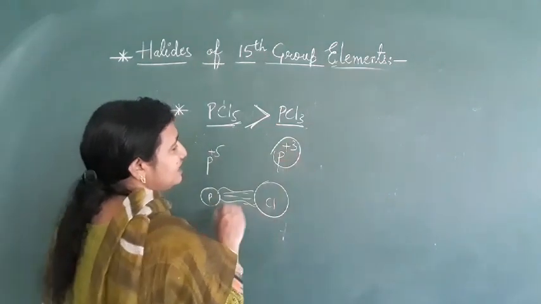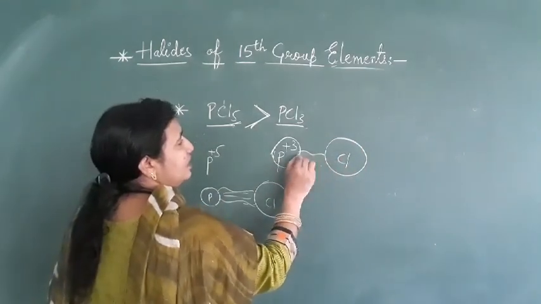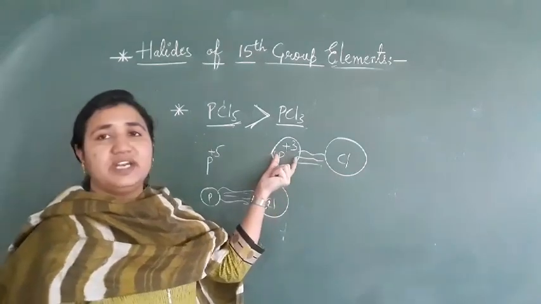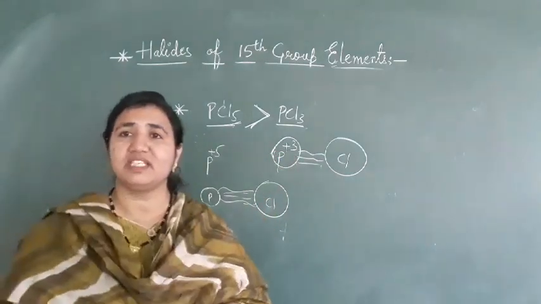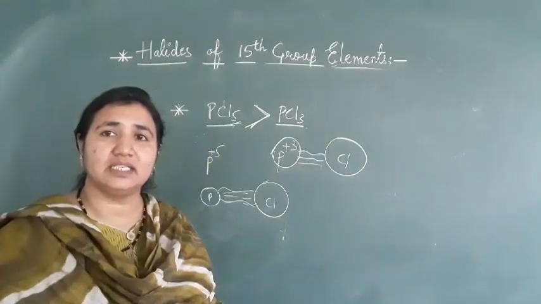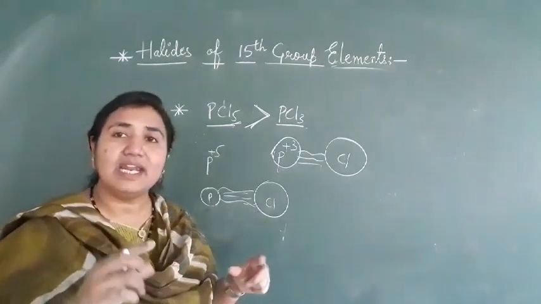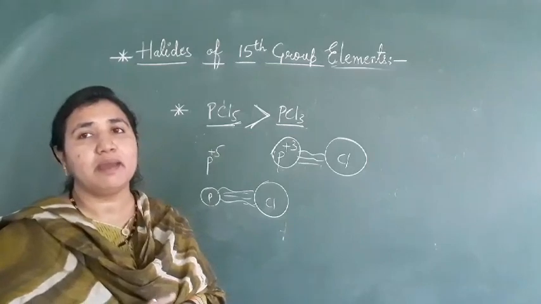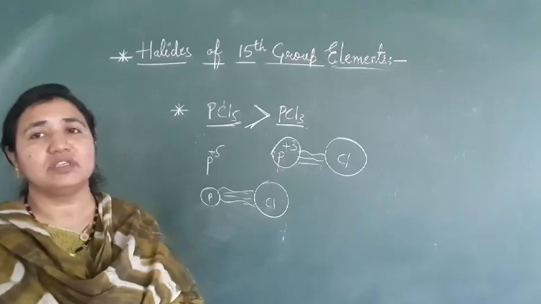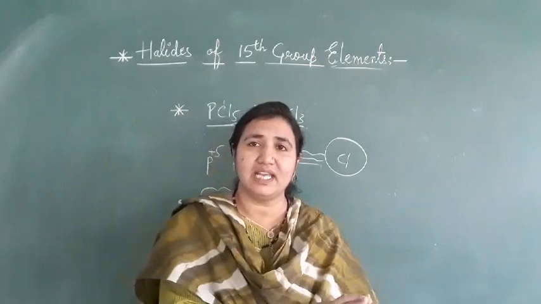Here a +3 charge is there, so the size will not decrease that much. This is Cl. So the polarizing power will be less in PCl3, because the oxidation state is +3. Remember the Fajans rule for covalent character: as the oxidation number increases, the polarizing power increases, and the covalent character increases. That's why pentahalides are more covalent than trihalides. So this is all about the halides. Halides are of two types, EX3 type and EX5 type.